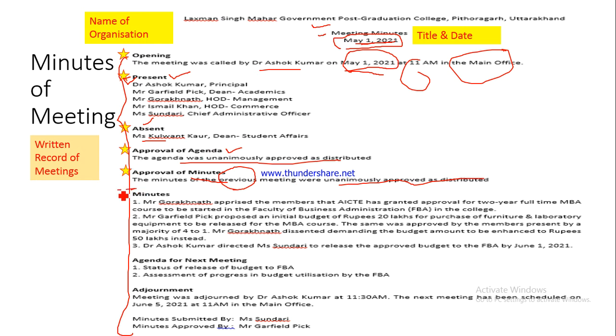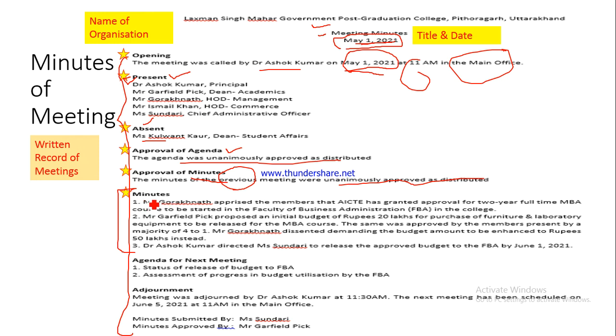Now we come to the main part. Now this is basically the main part, the main element of the minutes of meeting. Minutes. Now what do we mean by minutes here? It would document all the important things which have taken place, which have been discussed in the meeting. Now have a look, but of course it is going to be very, very brief. It's not going to be too detailed.